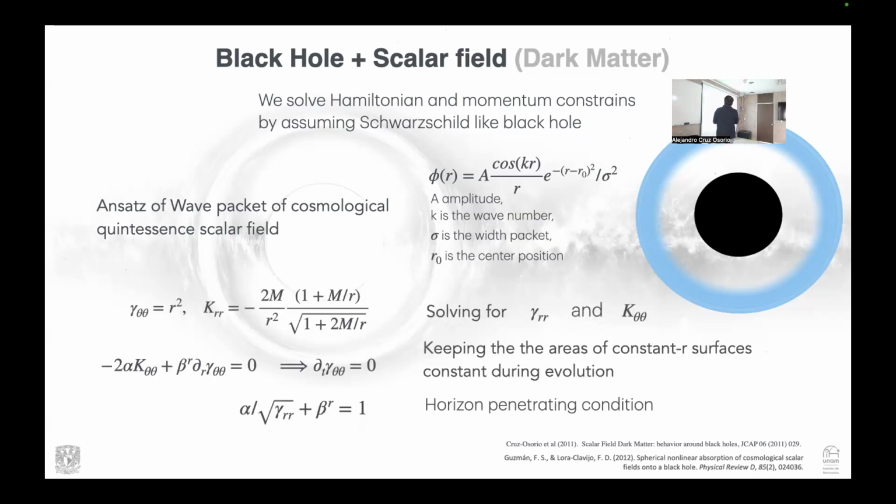As I told you at the beginning, we have to impose that we have horizon penetrating coordinates, and we have a Schwarzschild-like space-time. And then if we assume this, okay, we have these components for the theta component of the metric and the R component of the extrinsic curvature, okay? This is by imposing that we have Schwarzschild-like. Why I say Schwarzschild-like is because we will modify it by introducing the contribution from the scalar field, okay?